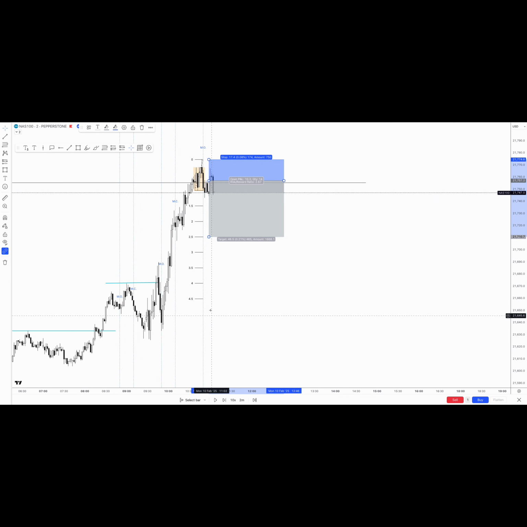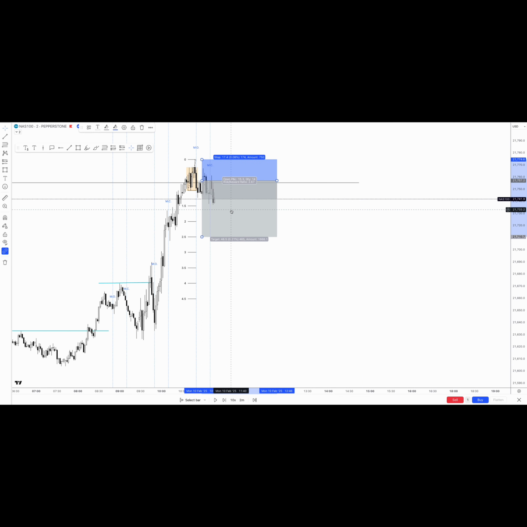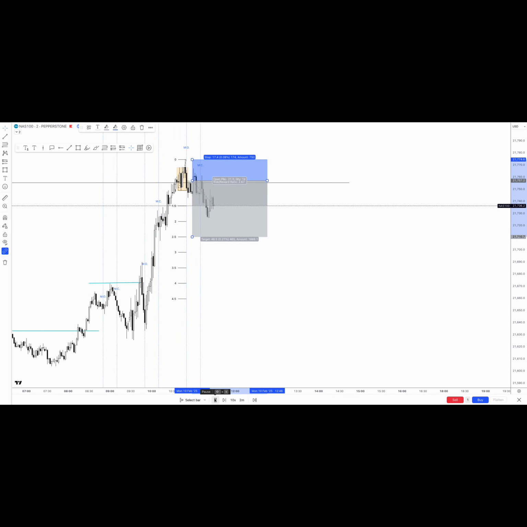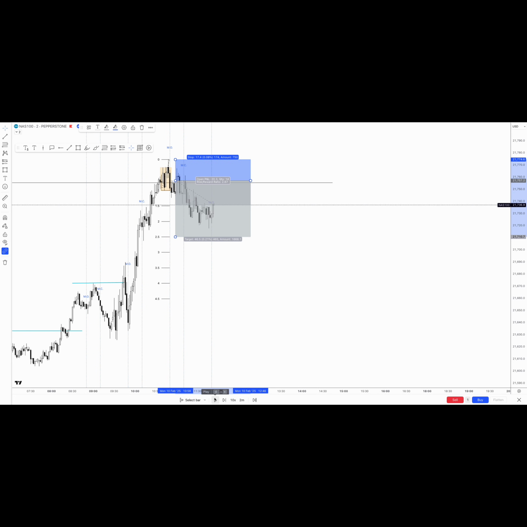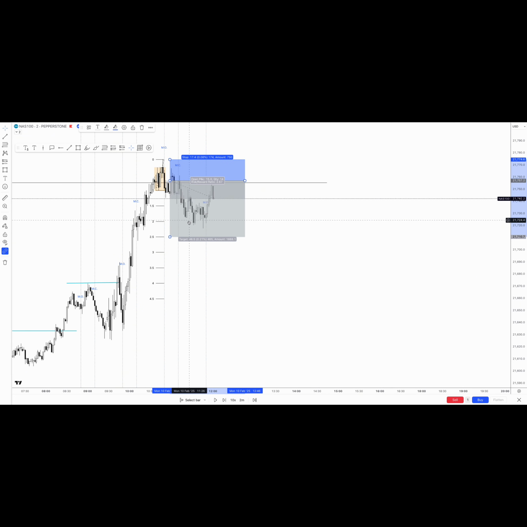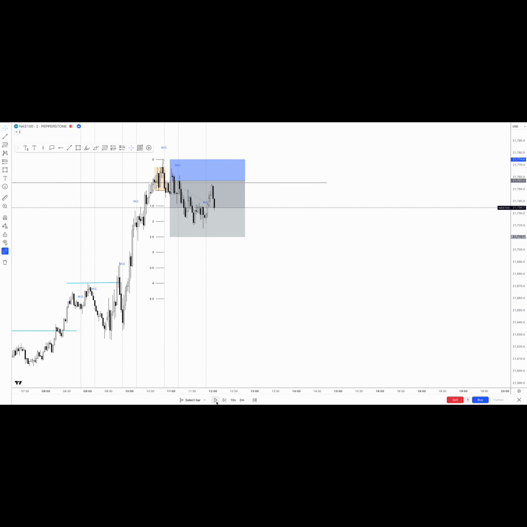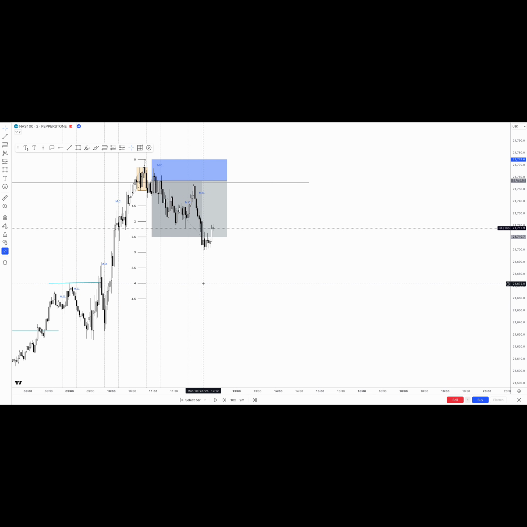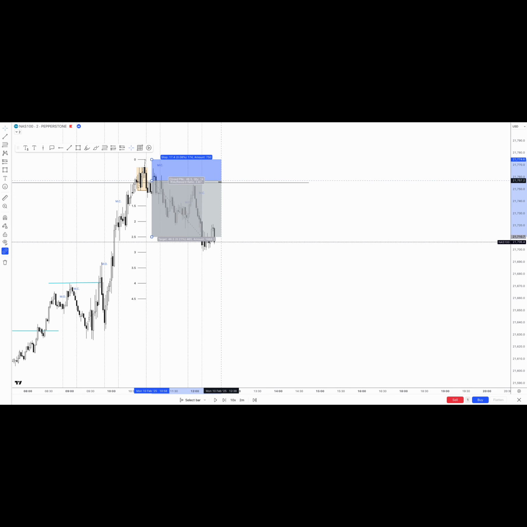Set my entry there, and then it was tagged in probably like 2 minutes later, and I just held it and let it run. It was a little choppy at first, going down in waves and then jumping back up near entry. It was a little choppy, but it ended up going through around 12 o'clock, 12:10ish. So that was the only trade I took for today.